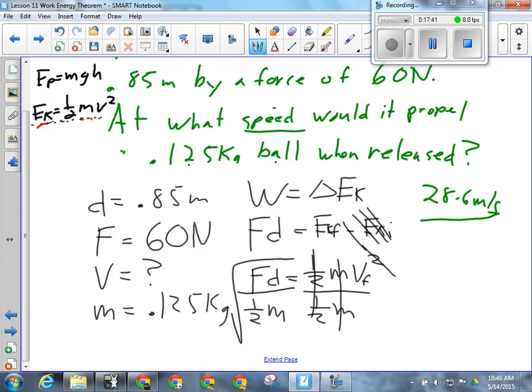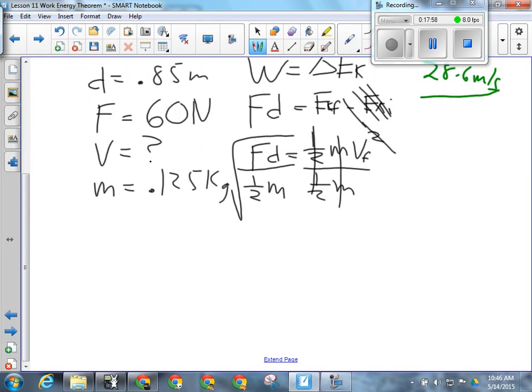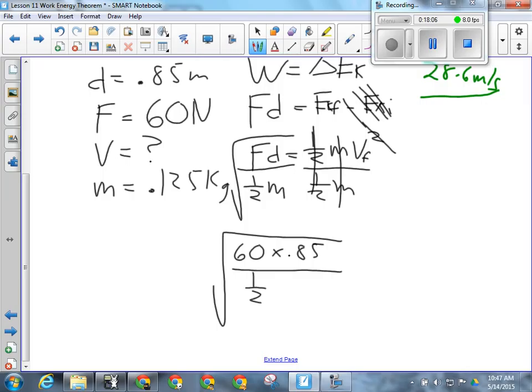Okay? I mean, and really, have we done anything extraordinarily complex? All we've done is follow the rules of algebra here. If I want to move something, I do the opposite. And what I did to one side, I did to the other. I haven't even used the second half rule yet. Okay? All right. Now I'm going to plug in my numbers. So the force was 60 newtons times 0.85 meters divided by 1/2 times the mass. That's going to get me VF.